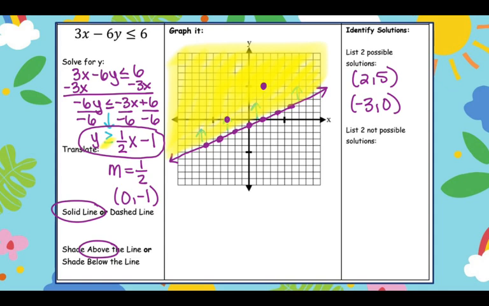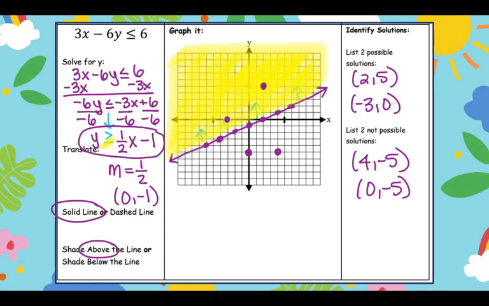Now for 2 points that are not solutions, just anything that's not in the shaded area. So this one and this one. You have lots of options. So the first point that I chose was 4, -5. And my other point that I chose was 0, -5.